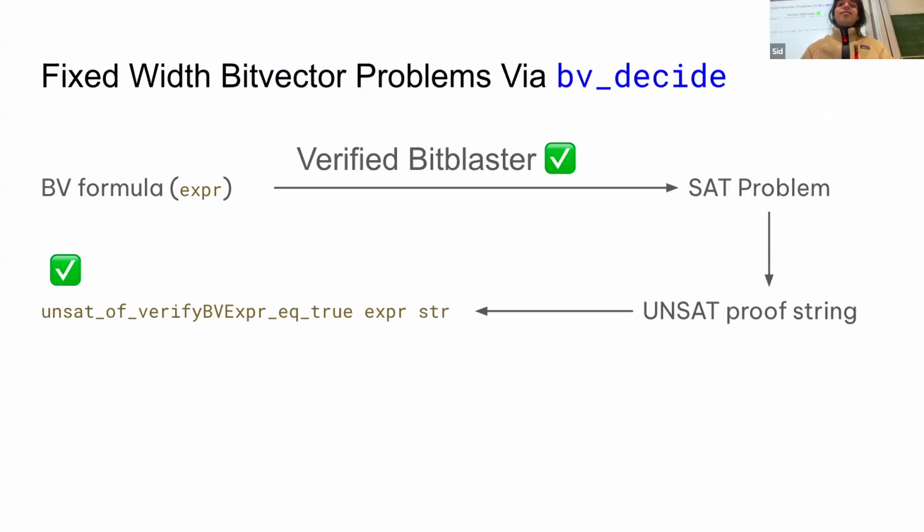Whereas for us, we actually verify the translation completely, the full translation is verified, and that gives the full trust story. That's the portion of BV decide that I have mostly written: the part that performs the translation and the part that pre-processes the formula to make it more amenable to the SAT solver to actually solve.